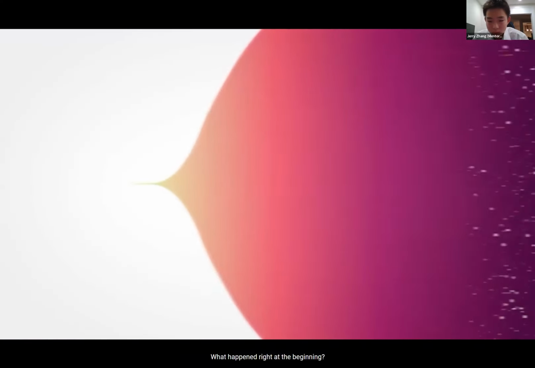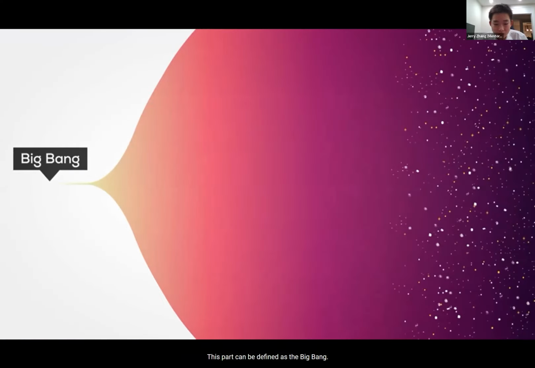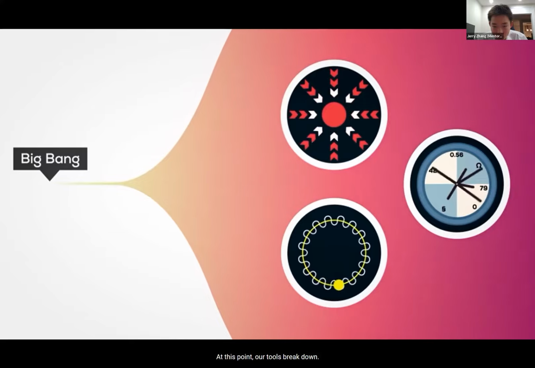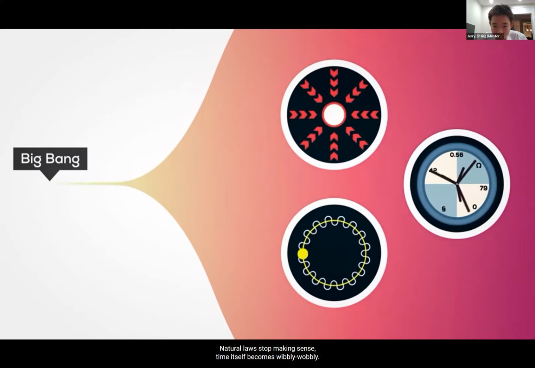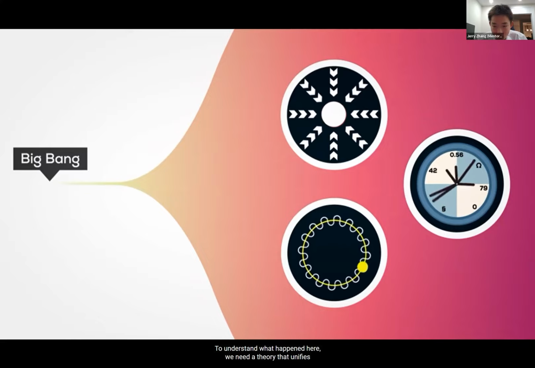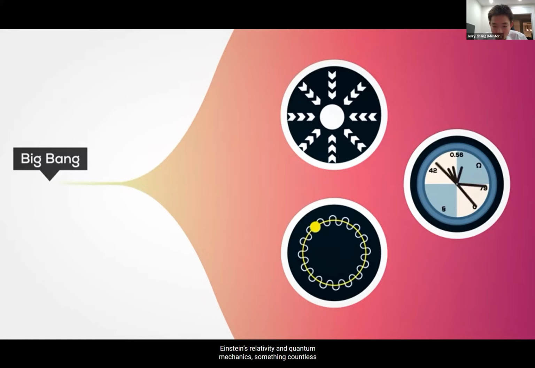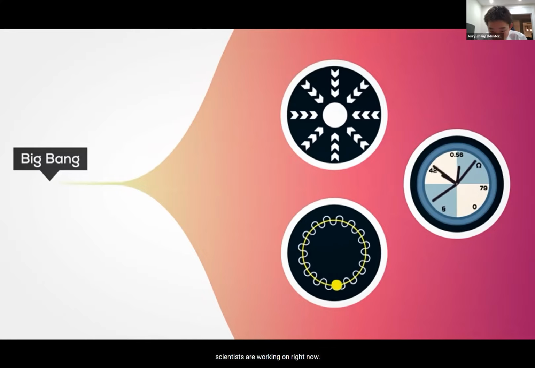Okay, but what about the part we didn't talk about? What happened right at the beginning? This part can be defined as the Big Bang. We don't know at all what happened here. At this point, our tools break down. Natural laws stop making sense. Time itself becomes wibbly-wobbly. To understand what happened here, we need a theory that unifies Einstein's relativity and quantum mechanics, something countless scientists are working on right now.